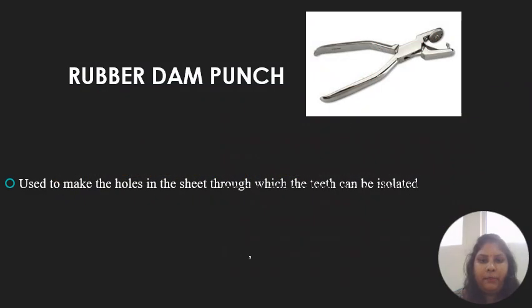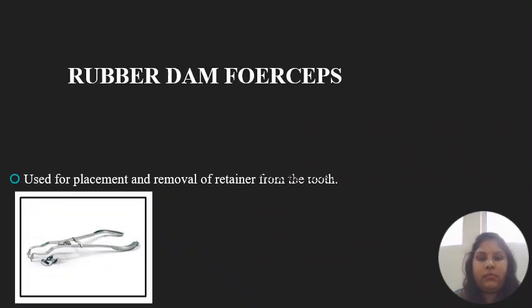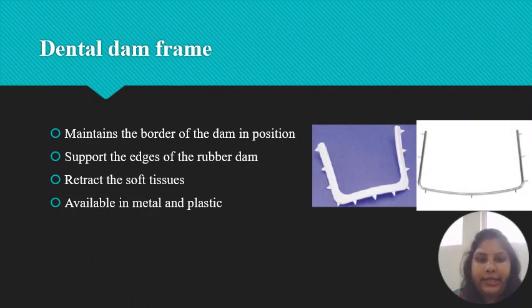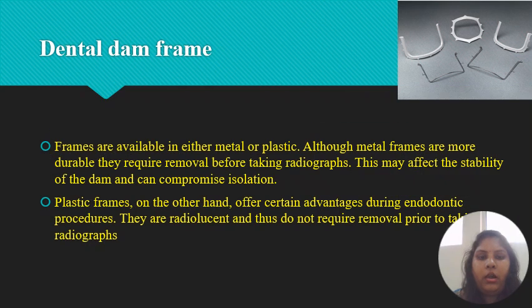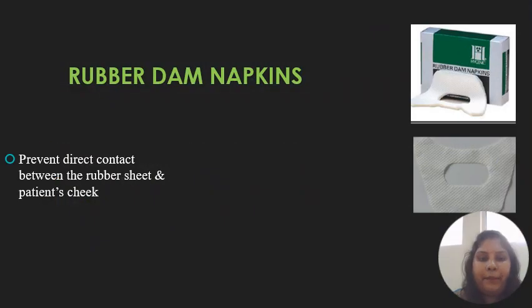Then you have your rubber dam punch. You have markings. In the marked template, you need to place the sheet and mark it, and you punch using your rubber dam punch. Then you have rubber dam forceps. It is used for placement and removal of retainer from the tooth. Then you have dental dam frame. So the rubber dam napkins.